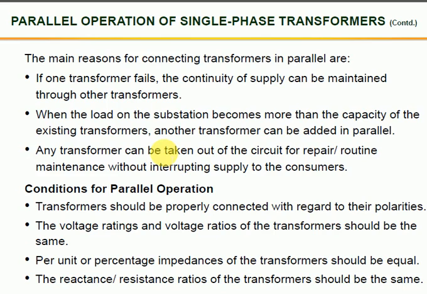How can we connect transformers in parallel? This comes under the conditions of parallel operation. What are the conditions which allow you to connect transformers in parallel? Transformers should be properly connected with regard to their polarity, meaning the positive of one should be connected to the positive of the other, so polarity should be maintained. The voltage ratings and voltage ratios of the transformers should be the same.